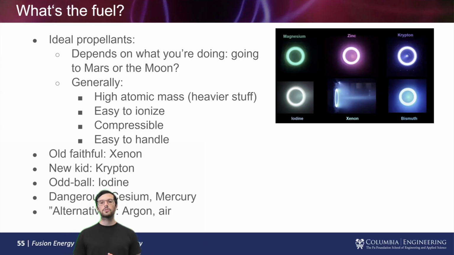So the traditional fuel, which is still effectively the best fuel, is xenon. If you look at your periodic table, it's a noble gas. So that means it is very stable. It's very unreactive. It's also quite far down the periodic table. So that means it's relatively heavy atomic mass.